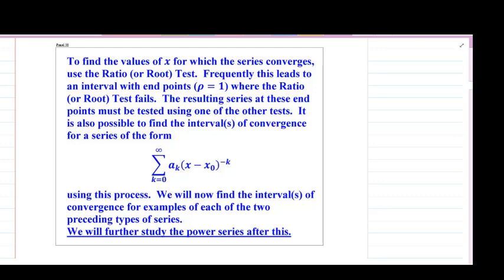And then we'll be able to say for x naught, for values of x between this interval, you have convergence, all right? And we have a similar process if we use a minus k there.